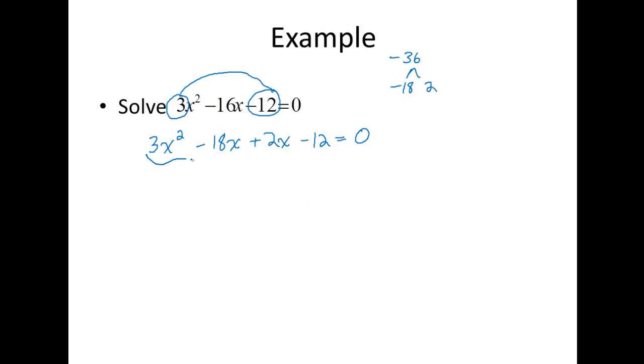Now, I have 4 terms, so I'm going to factor out my GCF of the first 2 terms, which is going to be 3x. I'll be left with x minus 6. And out of the second 2 terms, 2 times x minus 6.